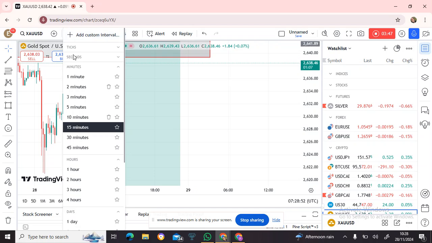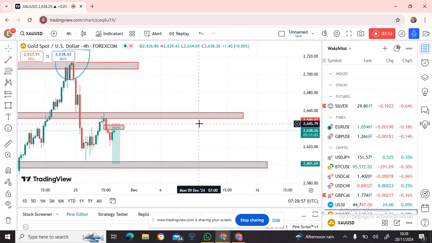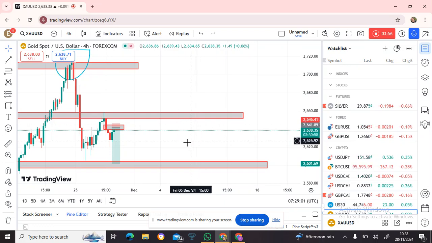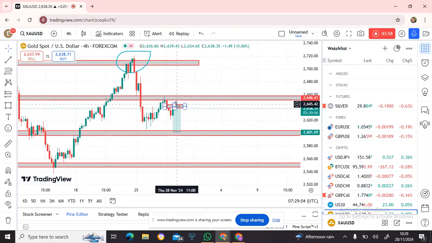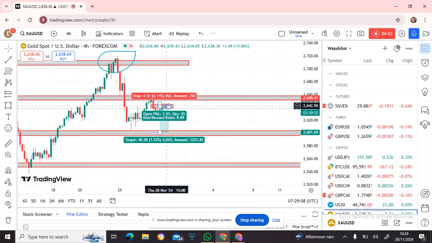So I expect shorts on gold. So let's watch out for shorts on gold. Probably it will play out by the end of today or maybe tomorrow, most probably. So this is just a pullback, then we go short on gold. If you missed this entry yesterday, there's another opportunity for you to take an entry.